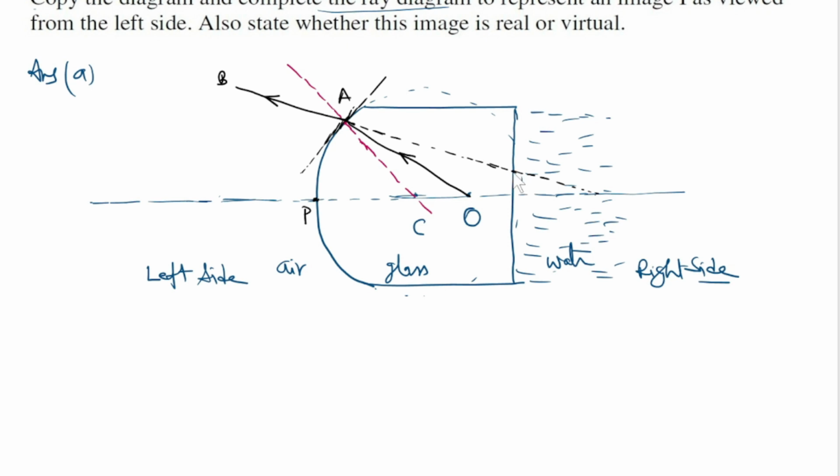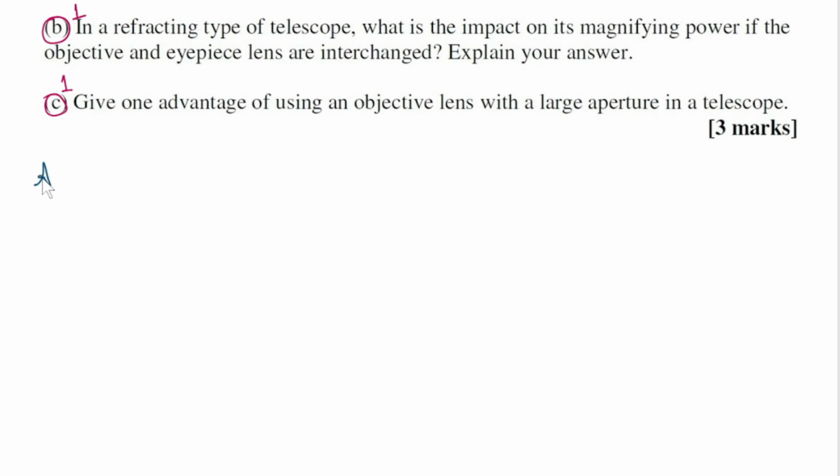Had there been no change in the medium at this point D, then this ray AB should have appeared to come from this point I dash. I dash should represent the final image, which is virtual in nature. Now answer to part B.